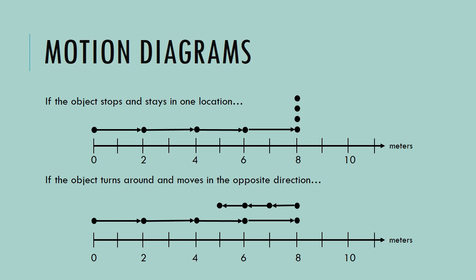In this diagram that we now see at the bottom of our screen, our object started at 0 meters. At 1 second, it was located at 2 meters. At 2 seconds, it was at 4 meters. At 3 seconds, it was at 6 meters. At 4 seconds, it was at 8 meters. And then at 5 seconds, it was also at 8 meters. At 6 seconds, it was at 7 meters. At 7 seconds, it was at 6 meters. And finally, at 8 seconds, it was located at 5 meters. We'll practice this a bit more in class.